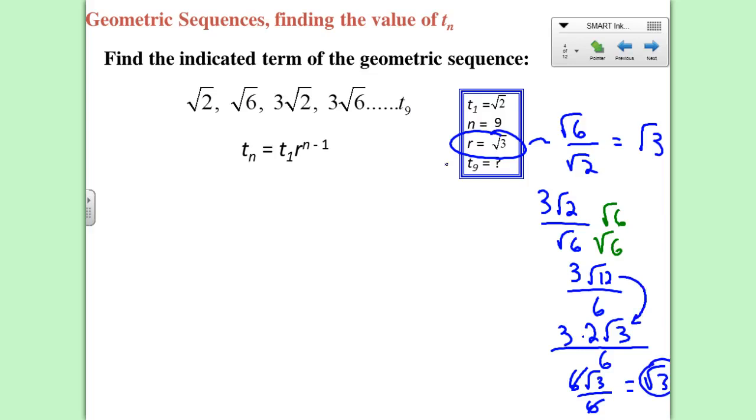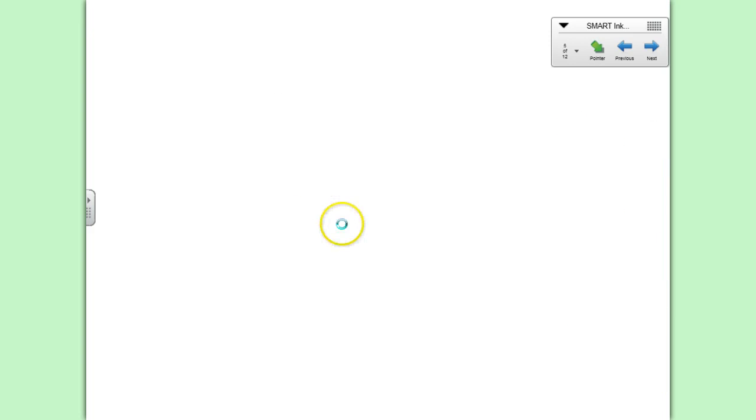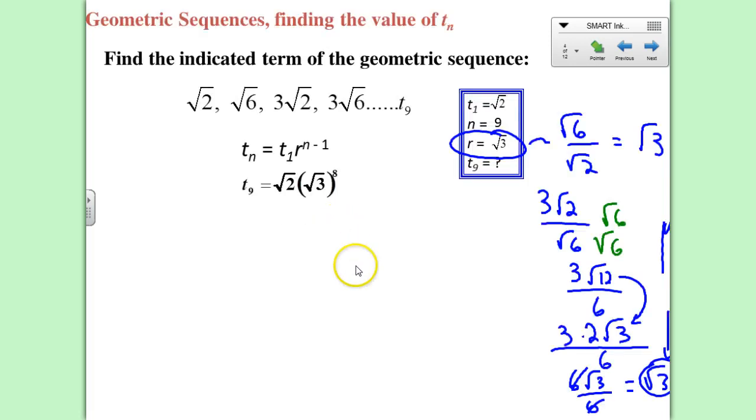In the end, we do have our common ratio of root 3. So there is a common ratio. All right, so we reviewed a little bit of math 10. Now that we're, again, continuing on our travel to find term 9, we plug in term 1 is root 2, the common ratio is root 3, and since we're looking for term 9, we end up with a term of 81 root 2.